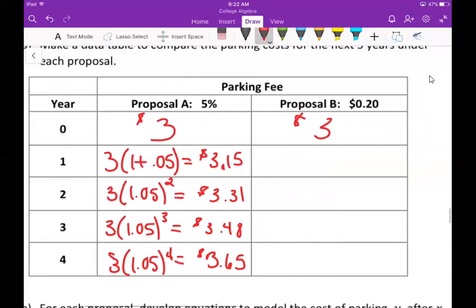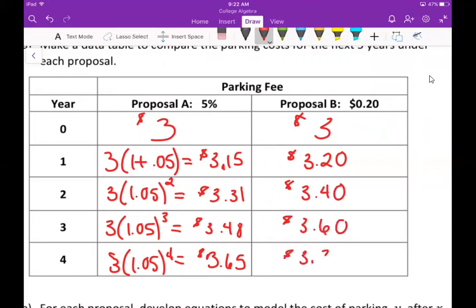So let's compare that to a 20-cent increase, which is a little bit easier to calculate, right? We don't even need a calculator. After 1 year, 20 cents later, we'll be paying $3.20. 20 cents later, we'll be paying $3.40, then $3.60, and then $3.80. And notice that with this linear growth, we're going to pay more after the first year, right? Exponential growth is greater than linear growth. Sorry, I'm doing this the wrong way. Exponential growth is not greater, right? Linear growth is greater.